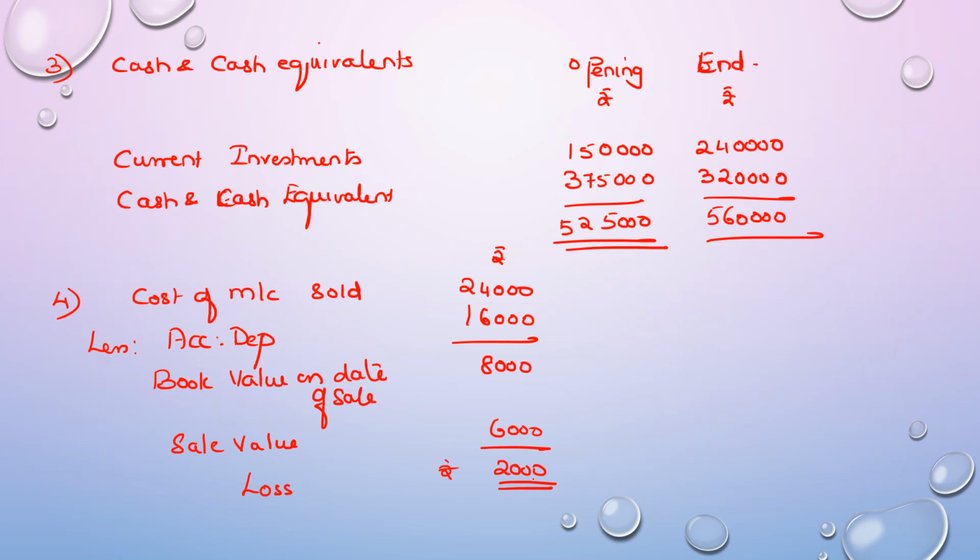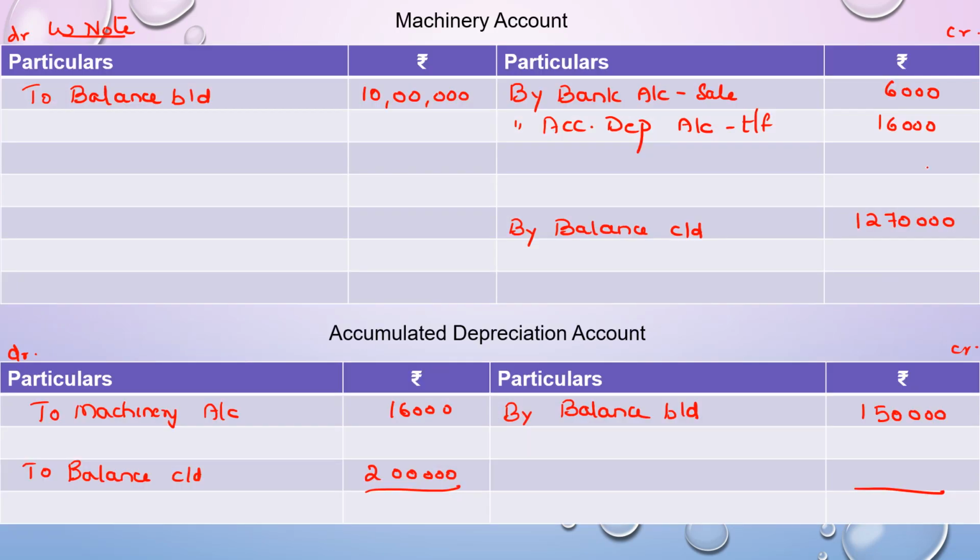So now this information will be incorporated into the account. So there is a loss. We have recorded the accumulated depreciation, transferred it, recorded the sale. Now we have to record the loss. The loss would be debited to the statement of profit and loss account. The loss on sale of 2,000. So this way we have put these amounts into this.